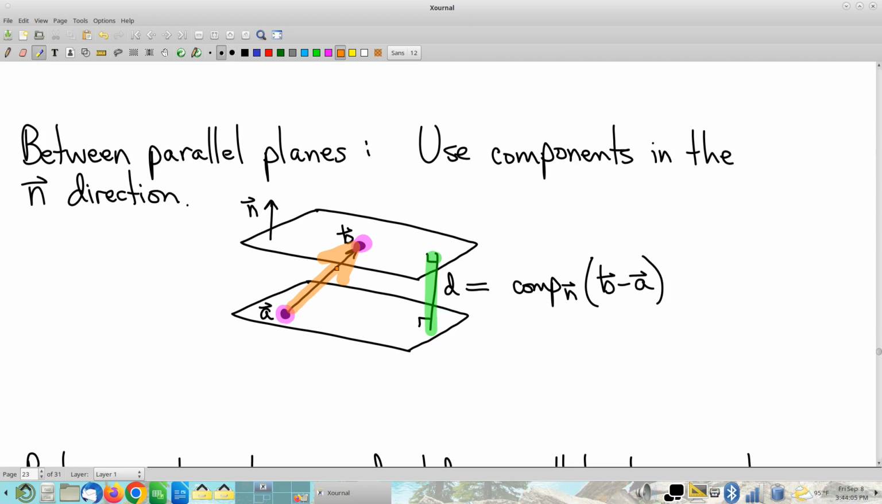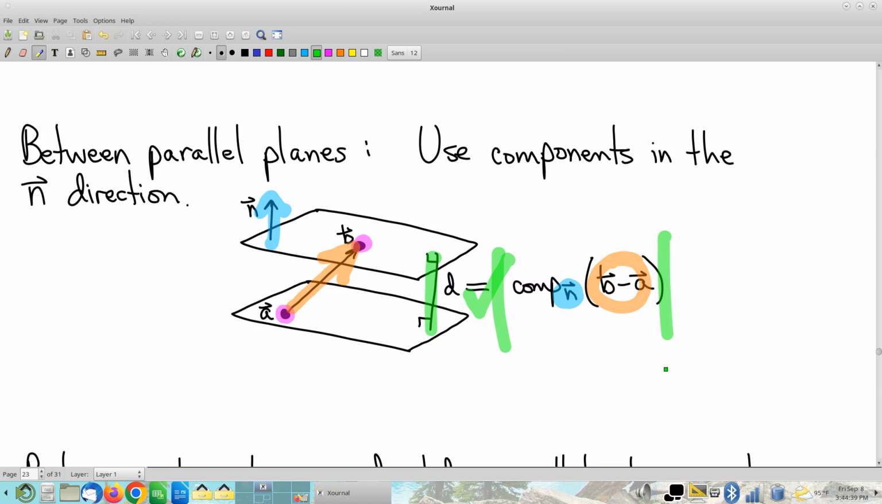But that difference vector, if I look at its component in the direction I care about, the component of orange in the direction of blue is exactly what I need. There you go. Oh, absolute value, because again, distances have to be positive. So, absolute value. Everybody happy?